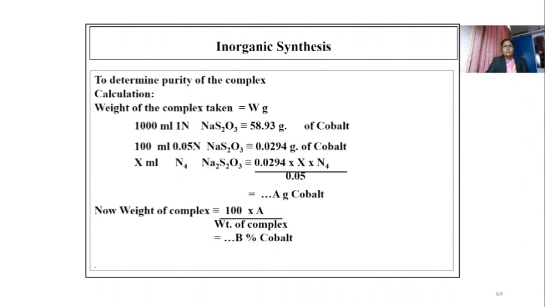Next to this is the determination of purity of the complex. Weight of the complex taken is equal to W gram. Now 1000 ml 1 normal sodium thiosulfate corresponds to 58.93 gram of cobalt. Therefore 100 ml 0.05 normal sodium thiosulfate corresponds to 0.0294 gram of cobalt. So in this way calculate the X ml for the N4 is equal to A gram of cobalt. Now the weight of complex equal to 100 into A divided by weight of complex, that will be the B% of cobalt.